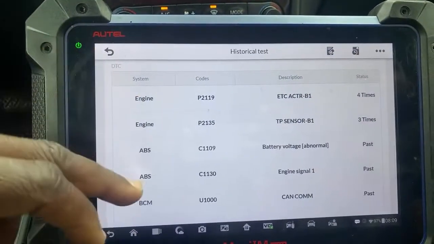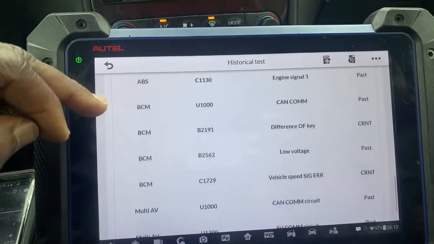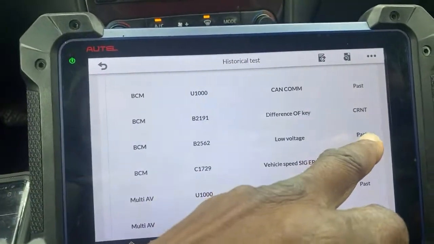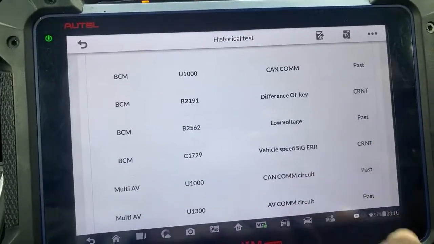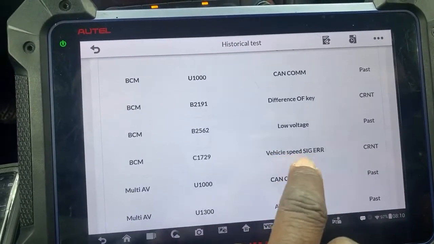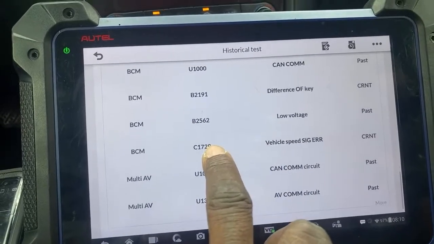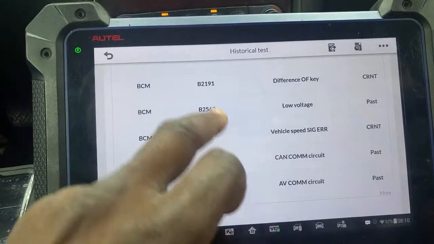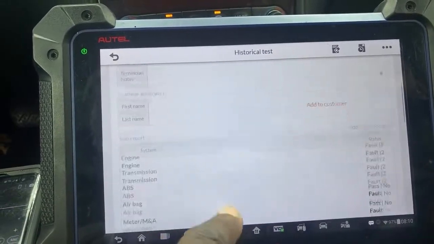And then here it will give you details of what they mean, like the difference between key and BCMs. Sometimes you see the codes are past, not available. Some of them are present, like the vehicle speed signal. You see we have it here in the BCM. So there is a communication issue, like we are not communicating with some computers, some modules. So we're going to go back.